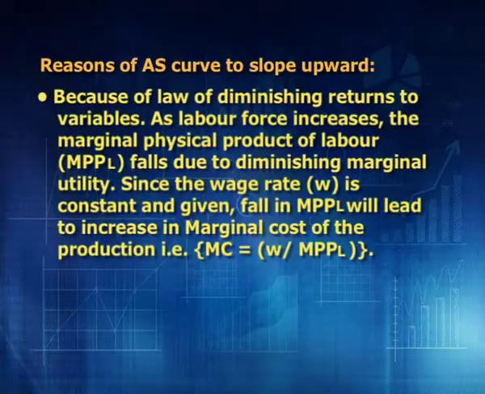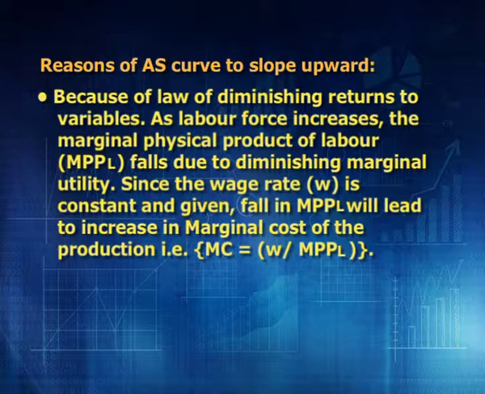Keynesian economists have assumed that there is an upward sloping aggregate supply curve, that is, as the economy approaches near full employment level, the AS curve slopes upward. There are two major reasons for the AS curve to slope upward. Firstly, because of the law of diminishing returns to variable factors, as the labor force increases, the marginal physical product of labor falls due to diminishing marginal utility.